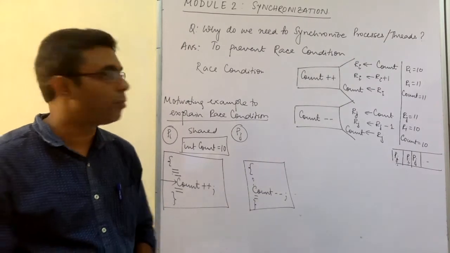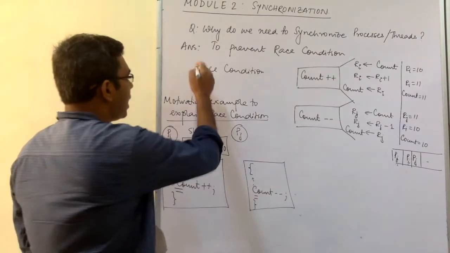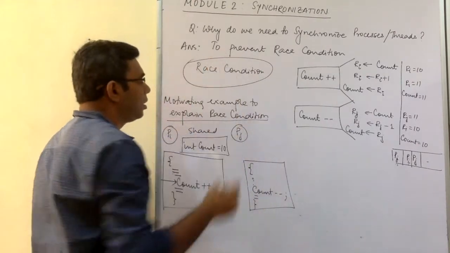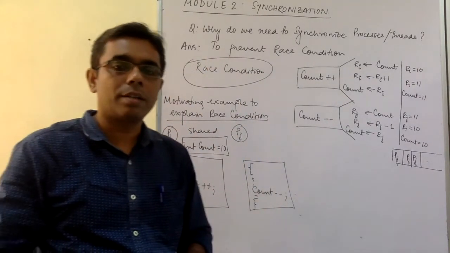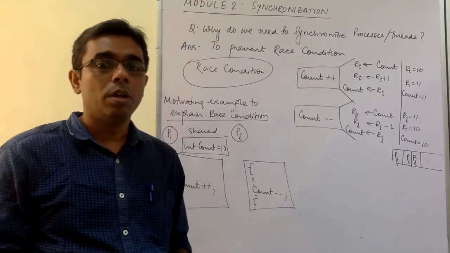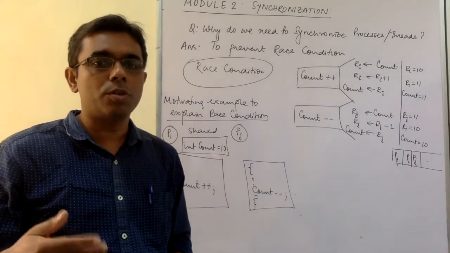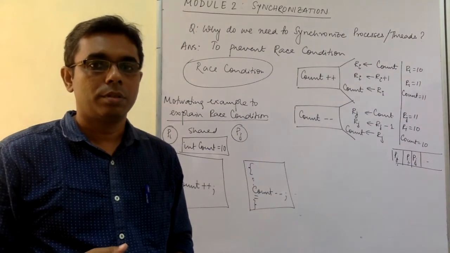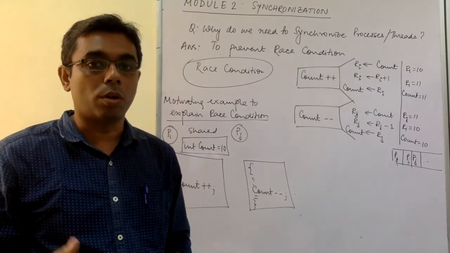That is what we mean by race condition. This ambiguity that comes up due to the dependence on the order of execution of these processes. And that is what we don't want. That's the problem.